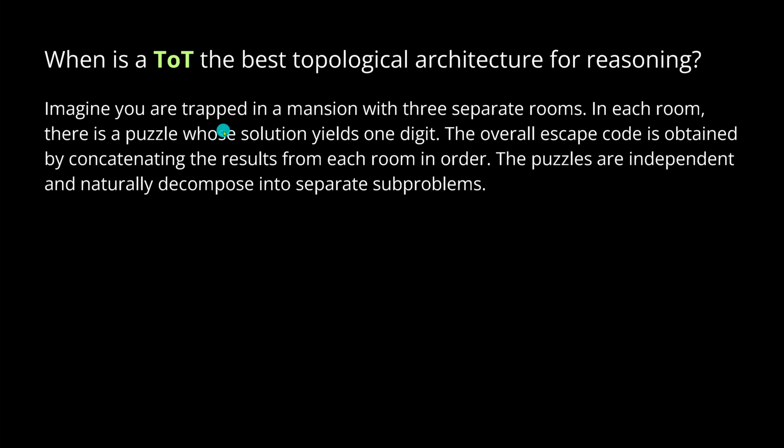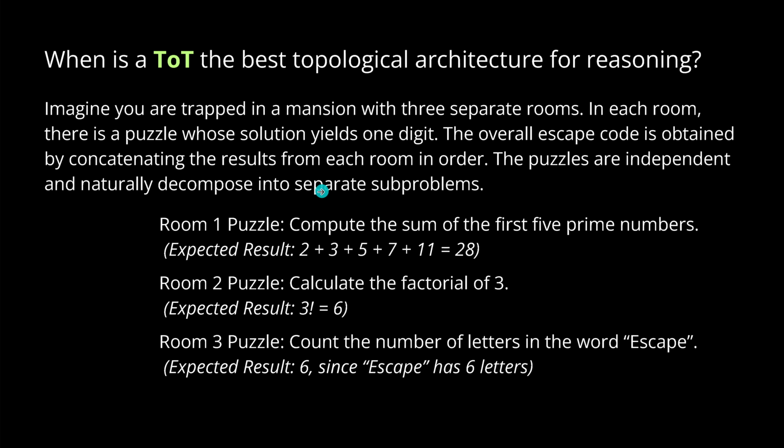So imagine you're trapped in a room with 3 separate rooms. In each room, there's a puzzle whose solution yields 1 digit, and your overall escape code is obtained by concatenating the results from each single room in a logical order. Now, the beauty is that these puzzles are independent and naturally decompose into separable subproblems. We decompose a more complex problem into multiple lower complexity problems. So let's have an example. Room 1: compute the sum of the first 5 prime numbers, calculate the factorial of 3, and count the number of letters in the word escape. Now you know the result.